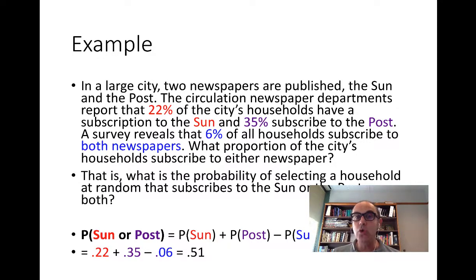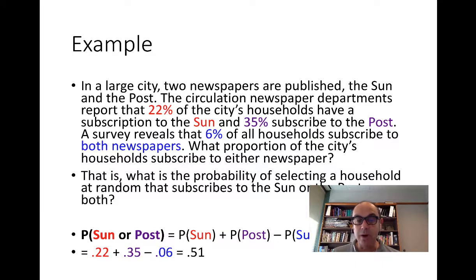In a large city, two newspapers are published, the Sun and the Post. If we take their circulation, 22% of the city households have a subscription to the Sun, and 35% have a subscription to the Post. A survey revealed that 6% of all households have both newspapers. So the question is: what proportion of the city households subscribe to either newspaper?